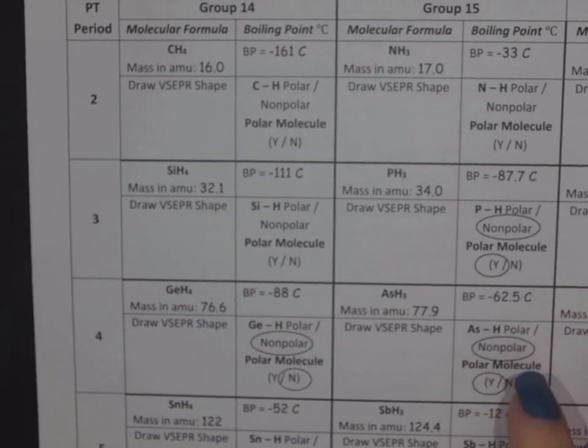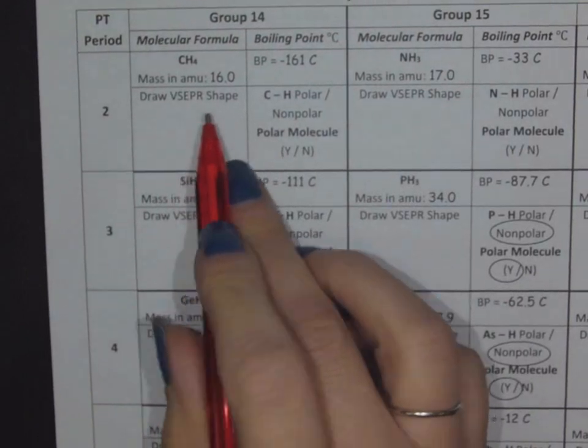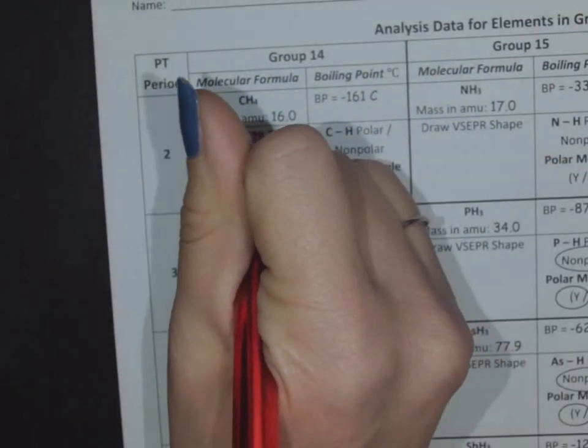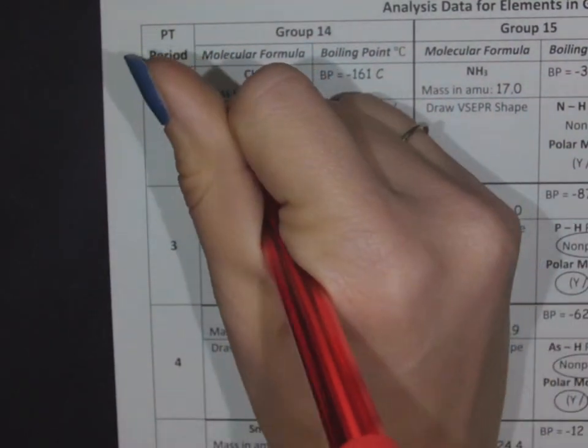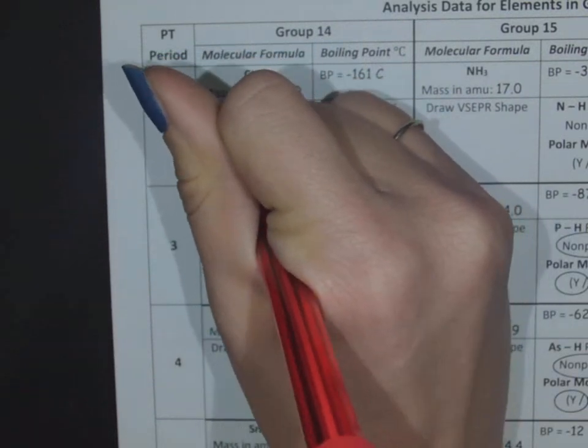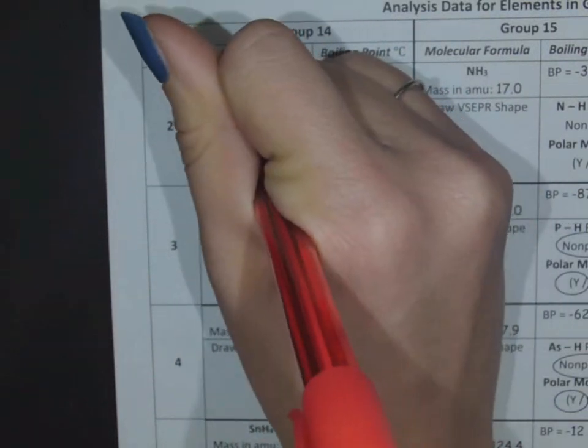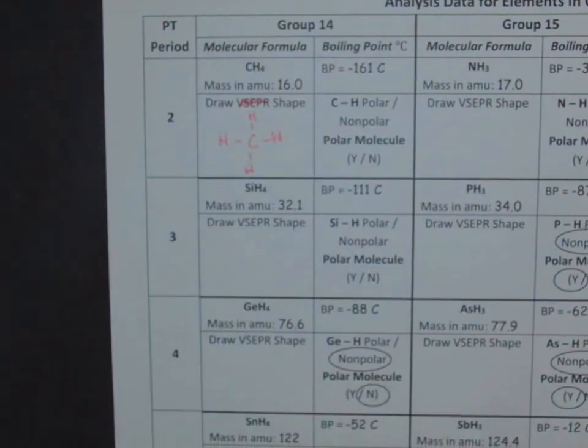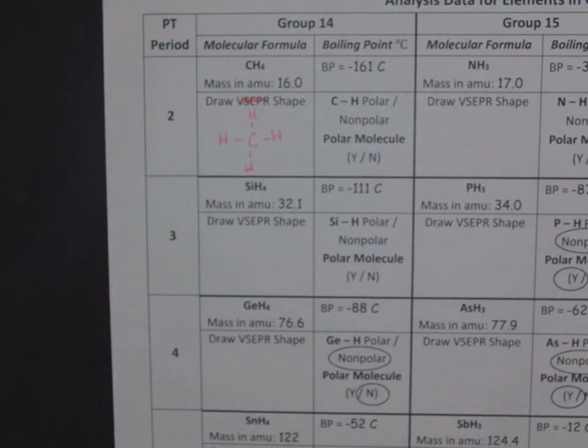Many of you have already drawn these Lewis dot structures. So instead of VSEPR, we're doing Lewis dot structure. So here's the Lewis dot structure for this molecule. And we need to decide if these bonds are polar or nonpolar, and if the molecule is polar or nonpolar.